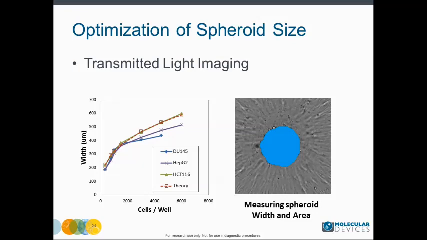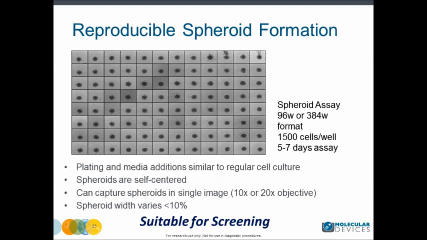We show here the dependence of spheroid width on the number of plated cells for 3 different cell lines. On this slide you can see an example of a 96-well plate with spheroids cultured for 7 days. Note that the size and shape are very consistent and the standard deviation for spheroid width is less than 10%. The assay is convenient and feasible for high throughput screening.